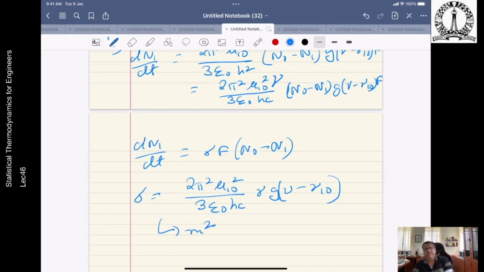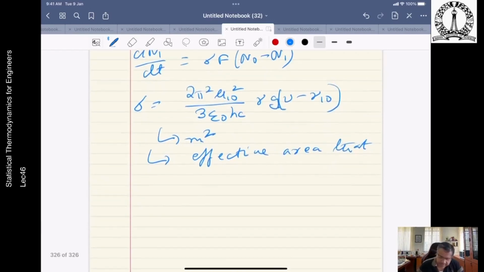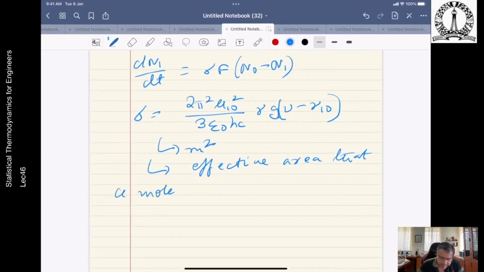The physical interpretation of sigma is as an effective area that the molecule presents to the stream of photons of flux F. So this is basically the effective area that a molecule presents to a flux of photons.